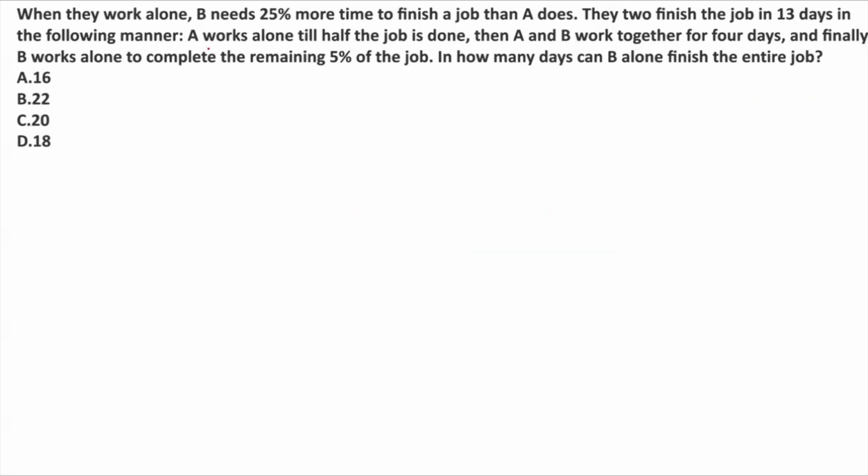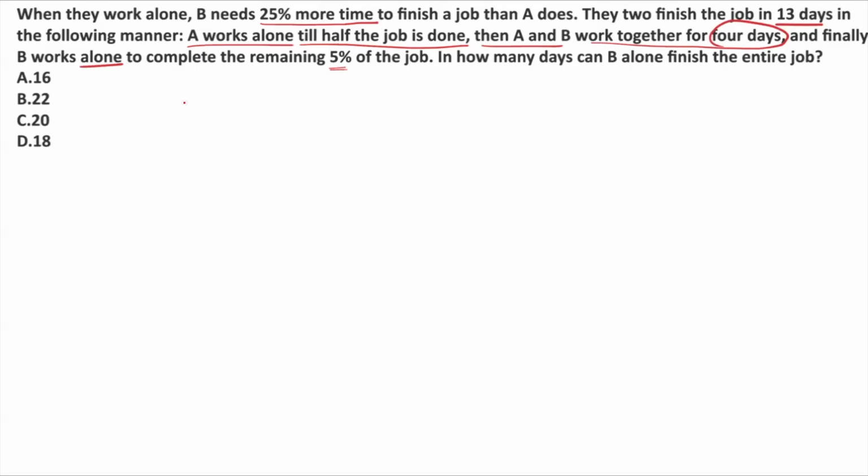Okay, guys, when they work alone, B needs 25% more time to finish a job that A does. The two finish the job in 13 days in the following manner. A works alone till half the job is done, so A is working alone till 50% of the job is done. Then A and B work together for 4 days. And finally, B works alone to complete the remaining 5% of the job. In how many days can B alone finish the entire job?